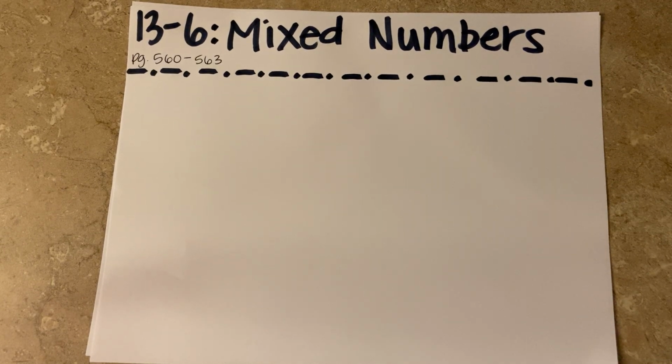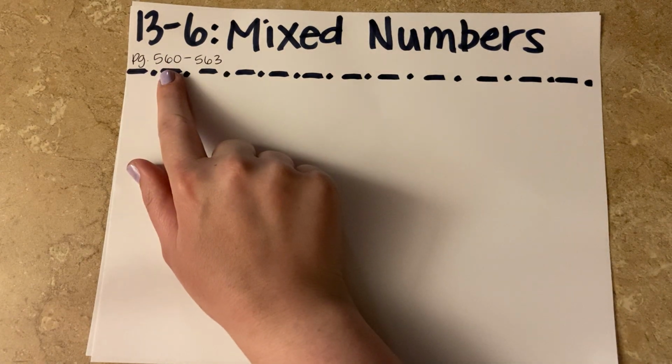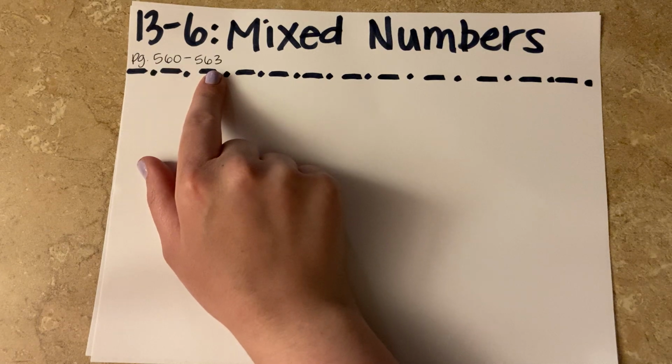Today's lesson is 13.6, and we're going to talk about mixed numbers. And in your textbook, we're going to be on pages 560 through 563 to complete your assignment for today, okay?